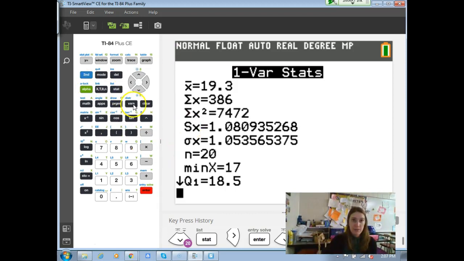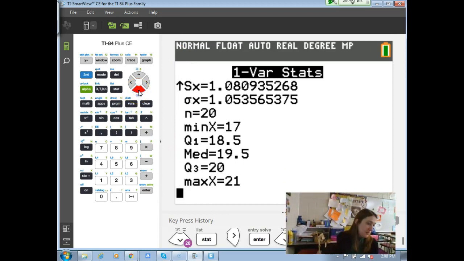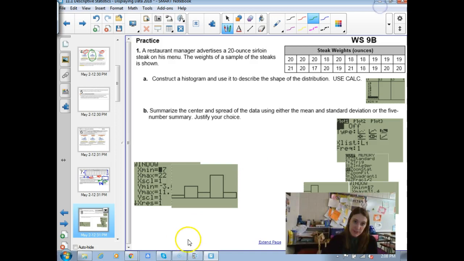And then I am going to write down the 5-number summary. So min is 17, Q1 is 18.5, the median is 19.5, Q3 is 20, and the max is 21. Okay, so jotting that down, the way we describe this in words now.